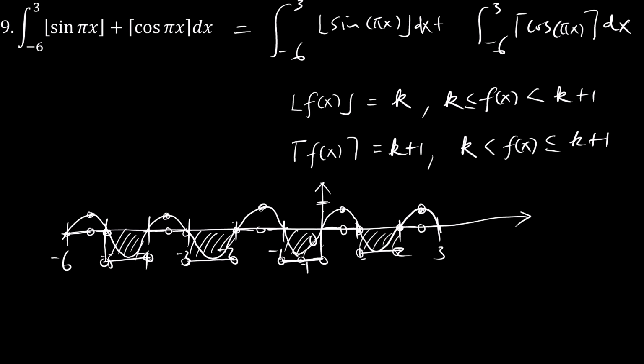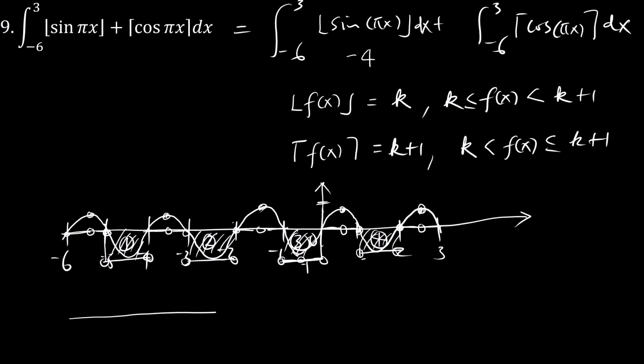So in other words, we have -1. So this is 1, 2, 3, 4. We have 4 squares, 1 by 1. So in other words, the area there is -4. So here we have -4.